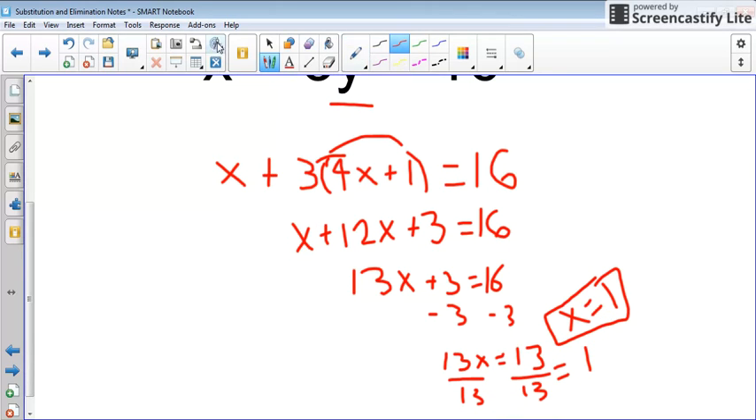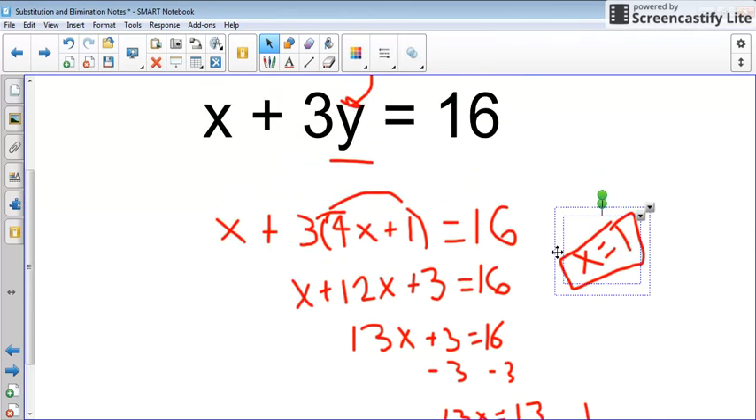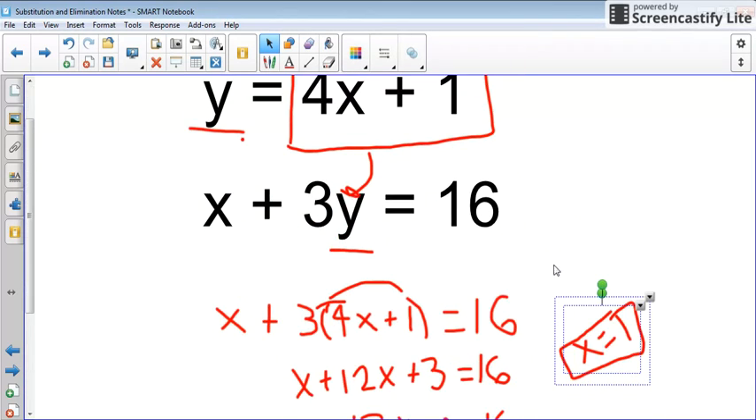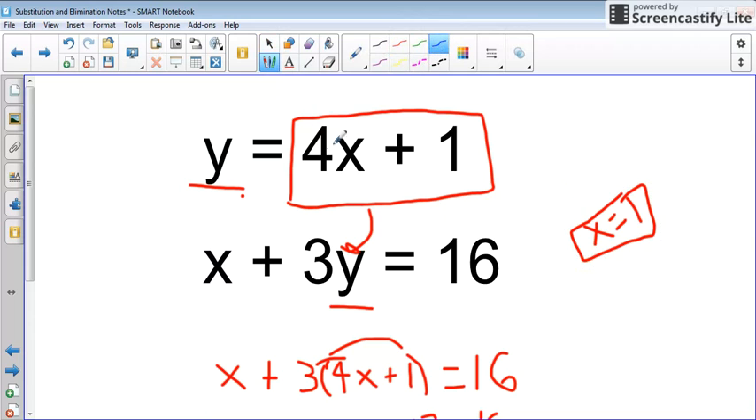And now that I know this, I have to actually take x equals 1 and plug that in for x in one of my equations. If you had a choice of which equation, you should probably pick the one in which y is already by itself. So notice in this equation, y is already by itself. So let's just plug in 1 for x.